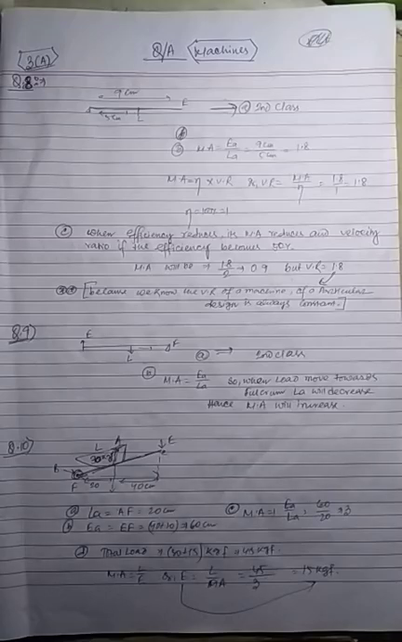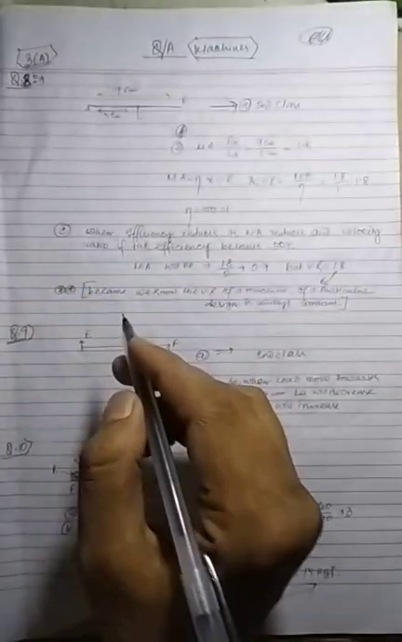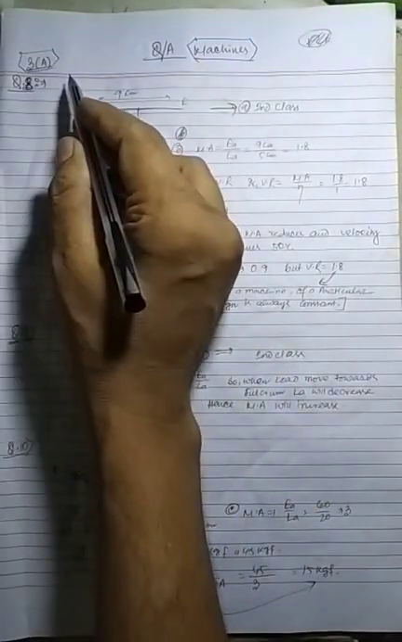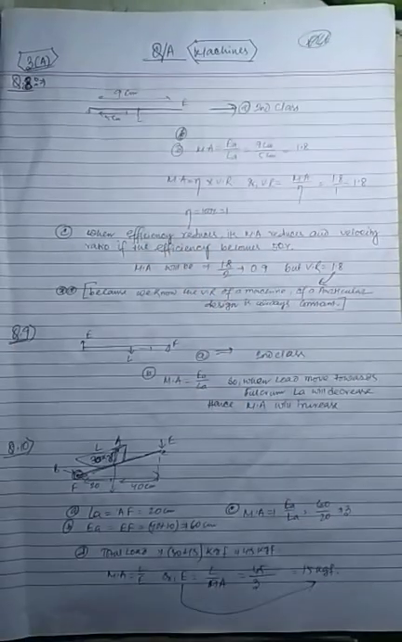Dear students, today I will explain some numericals from the chapter Machines. From 3A and from 3B also I will explain. 3A is related to the lever, and 3B is related to the pulley.